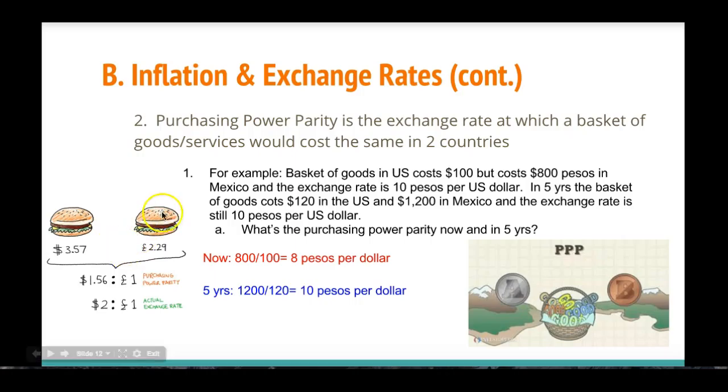Okay, so the purchasing power parity here is looking at $3.57 compared to $2.29. So this tells us that $1.56 approximately equals €1. Okay, the actual exchange rate is about $2 to €1. This is actually very predictive of where the exchange rate should be going.